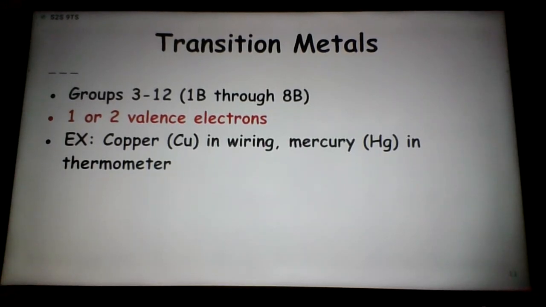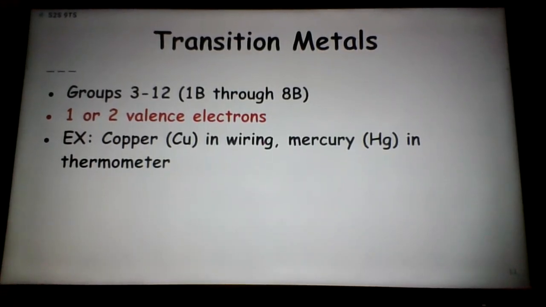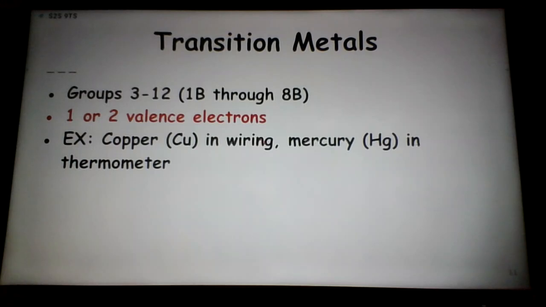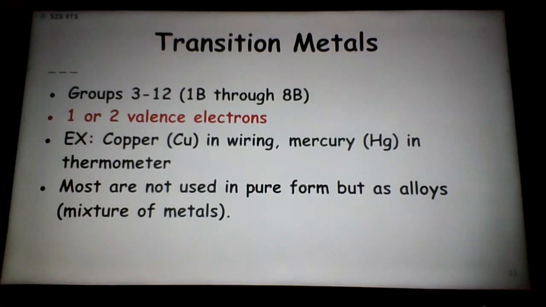So if you break a thermometer, you break a fluorescent light, you want to put some gloves on before trying to clean up the mess. Make sure that you don't get that into your skin. It's not deadly, but it can make you feel pretty weird for a while.